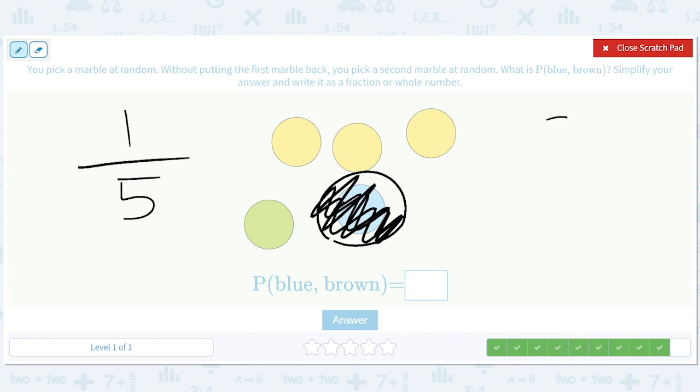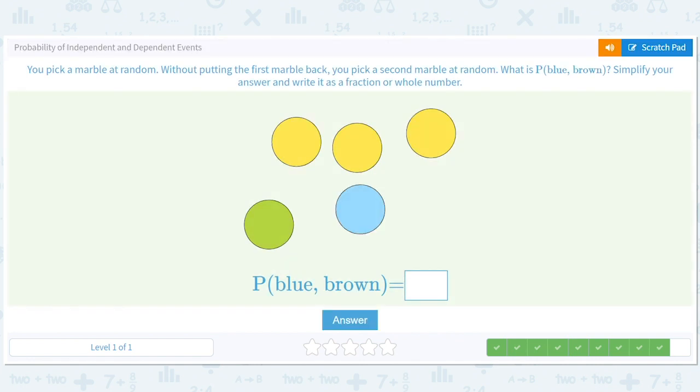I'll redo it after I get rid of the scratch pad, but it looks to me like there are no brown. But we count the number of brown over 4, right? And as soon as there are no brown, we know that the whole answer is 0. There's no chance this will happen, that we pick a blue and then a brown. Anyone knows that, even if you don't know math, right? So I don't see any brown, so I think the answer is just going to be 0.